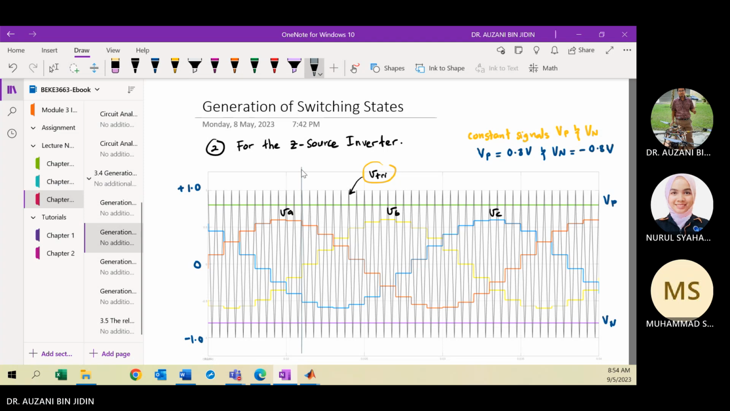Okay. And this. Okay, can you see it? Or I can change to another colour. I use a different colour here. So we try to analyze for this interval here.